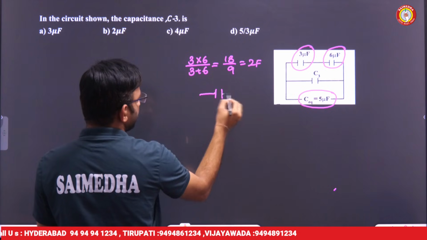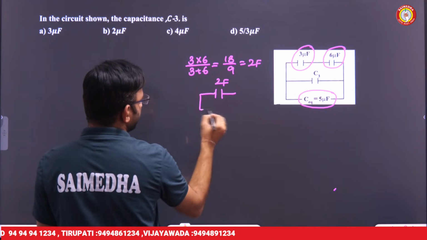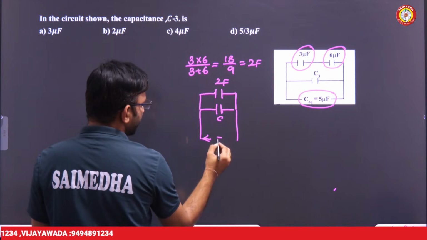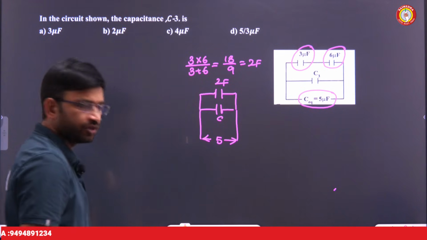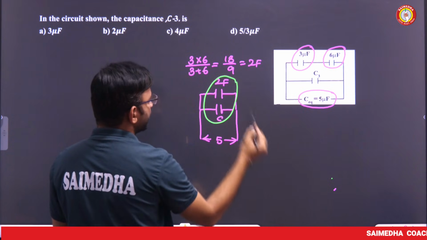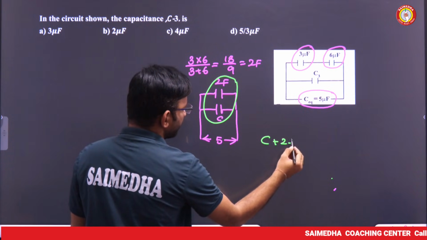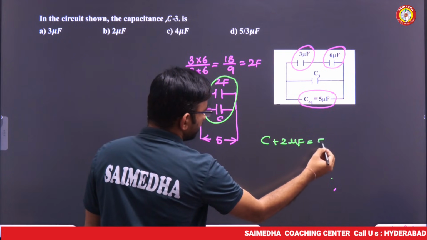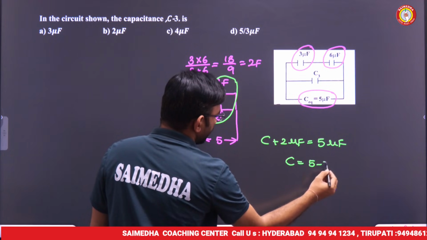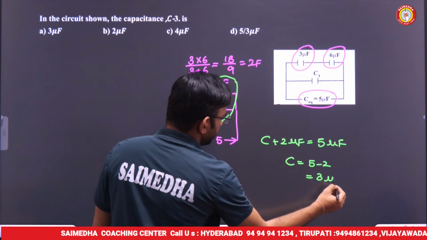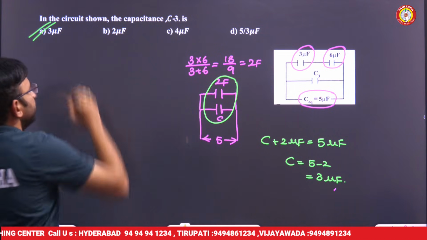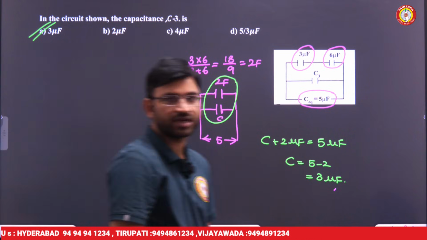So here this 2 microfarad is there, and one more capacitor C is there. The total equivalent is given as 5 microfarad. You already know, whenever capacitors are connected in parallel, they add. So C plus 2 microfarad is equal to the total equivalent 5 microfarad. From here we can say that C equals 5 minus 2, which is 3 microfarad. So option A will be the correct answer.